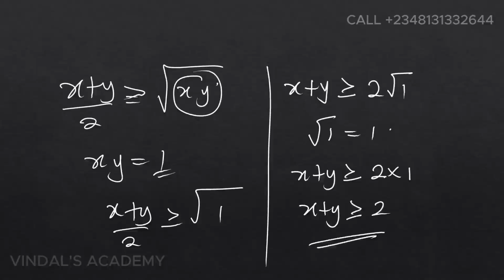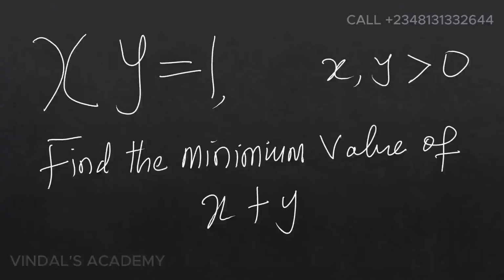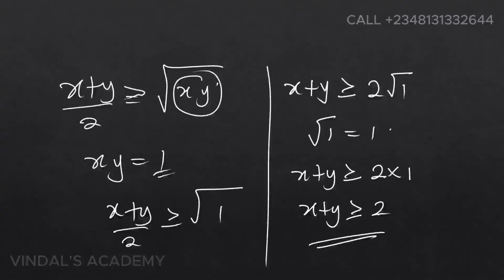All right. Remember, our job is to find the minimum value. The question says we should find the minimum value of x plus y. So if you look at this, x plus y is 2 or greater. That means x plus y can be equal to 2, and so on and so forth. So the minimum value is 2.